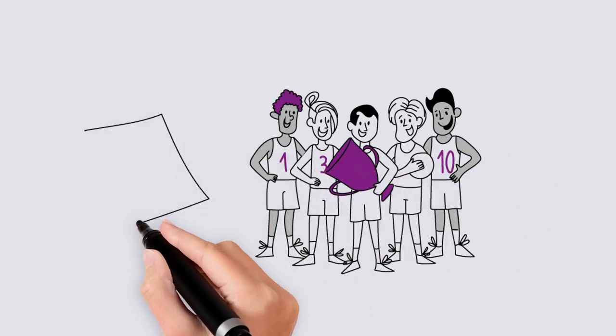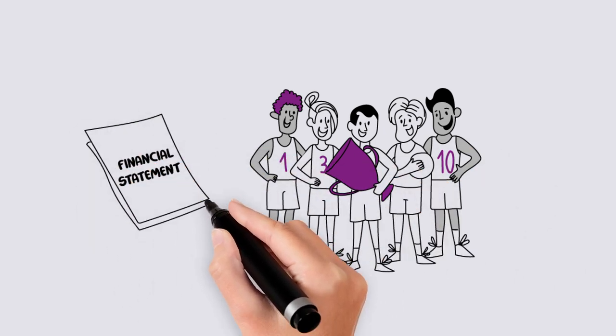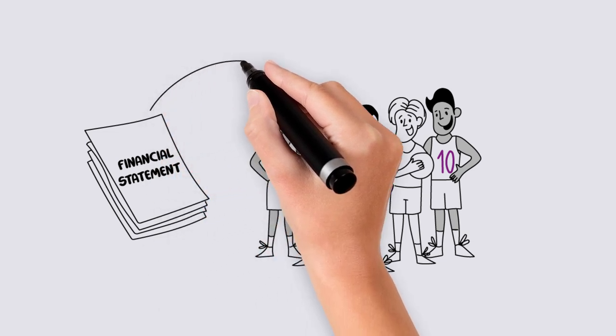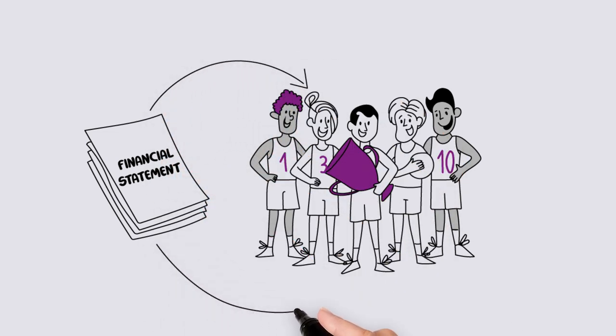The association is required to allow enough time for the financial statement to be completed by your auditor and then made available to the members of your association for at least 14 days, and then finally presented at the AGM.